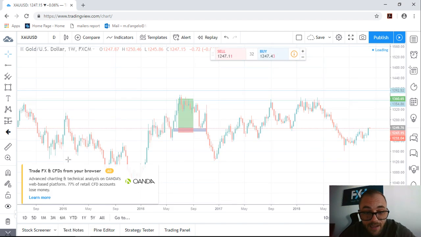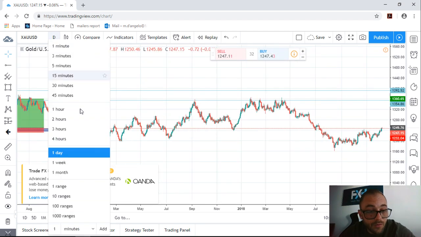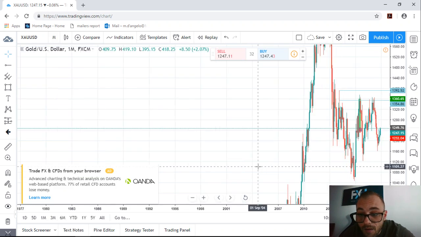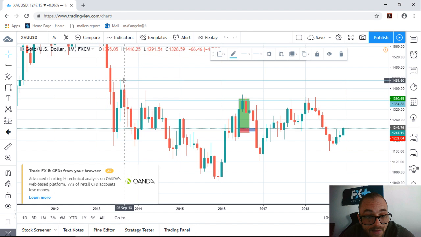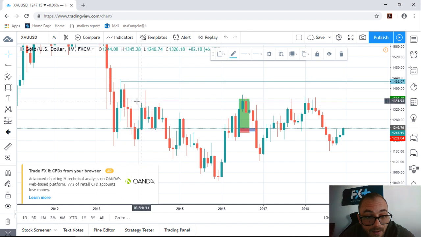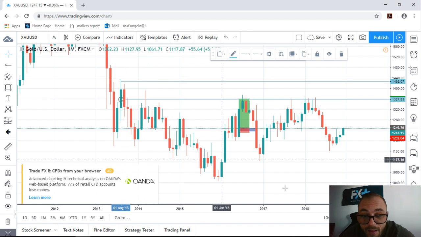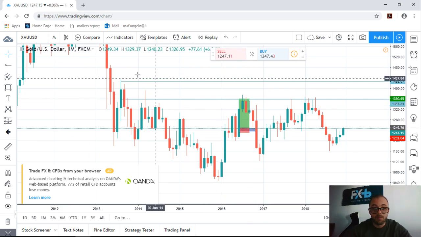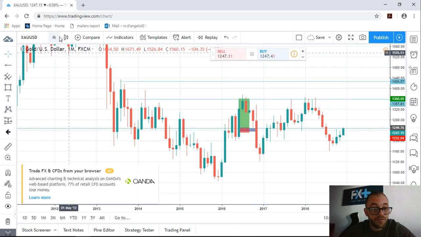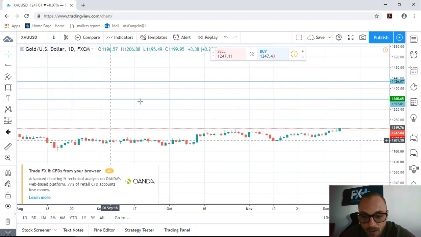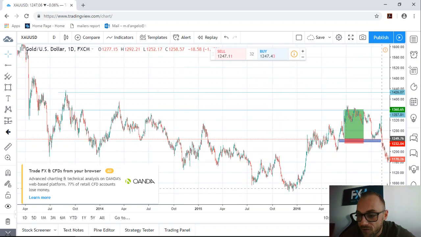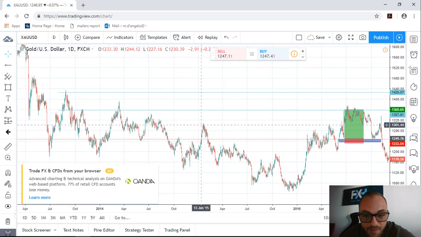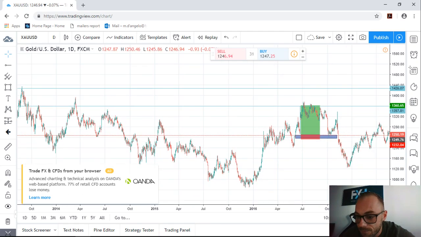And if I'm going on a daily, monthly is right there. So that's my monthly supply zone. I've entered on a daily, targeting the opposing monthly supply zone. So considering that we have entered on a daily, our final target would have been on this particular monthly supply zone.